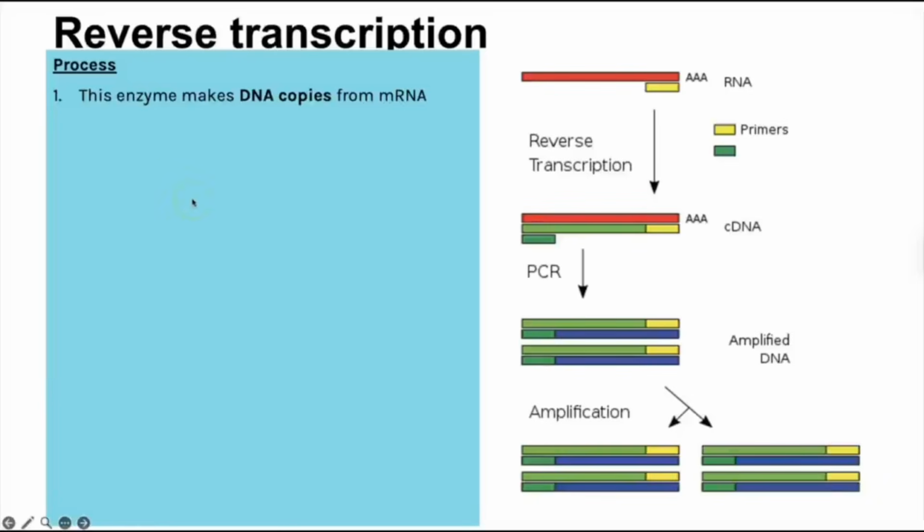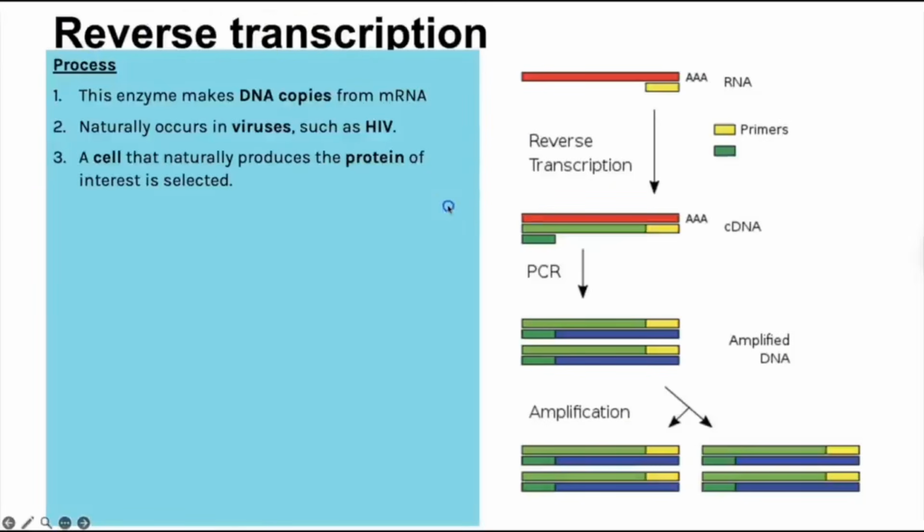Reverse transcription uses an enzyme, and this enzyme makes DNA copies from mRNA. The enzyme actually isn't written yet, but it is reverse transcriptase. That enzyme can make DNA copies from mRNA, and it naturally occurs in viruses. You learn in topic 2 how HIV has the enzyme reverse transcriptase, and that can make DNA copies from mRNA. So the reverse of transcription.